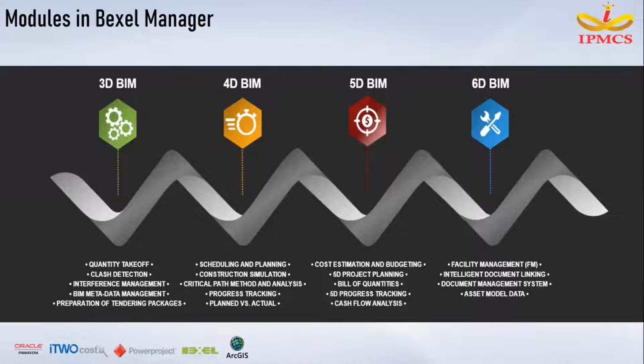Modules in Bexel Manager: 3D BIM, 4D BIM, 5D BIM, and 6D BIM. With 3D, we can import the 3D model into Bexel Manager and do model categorization, element grouping, and so on. Then quantity takeoff, clash detection, BIM metadata management, and preparation of tendering packages. Then 4D BIM: scheduling and planning, construction simulation, critical path analysis. 5D BIM: cost estimation, budgeting, bill of quantities, cash flow analysis. Then 6D BIM: facility management and document management.